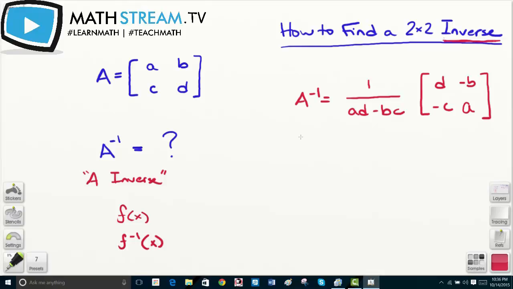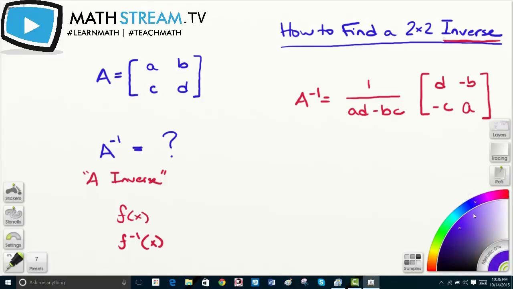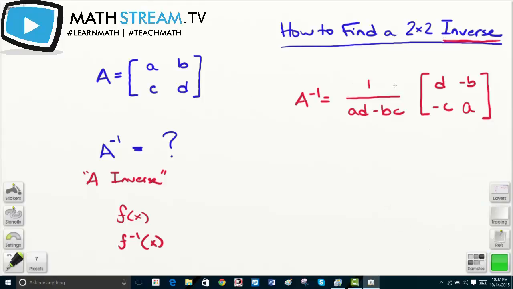Now before you panic, because that just seems so random, like where on earth did they come up with those numbers, let me tell you. First, this fraction at the front, 1 over ad minus bc. When we talk about matrices, we have something that we call the determinant. And the determinant is the value ad minus bc.